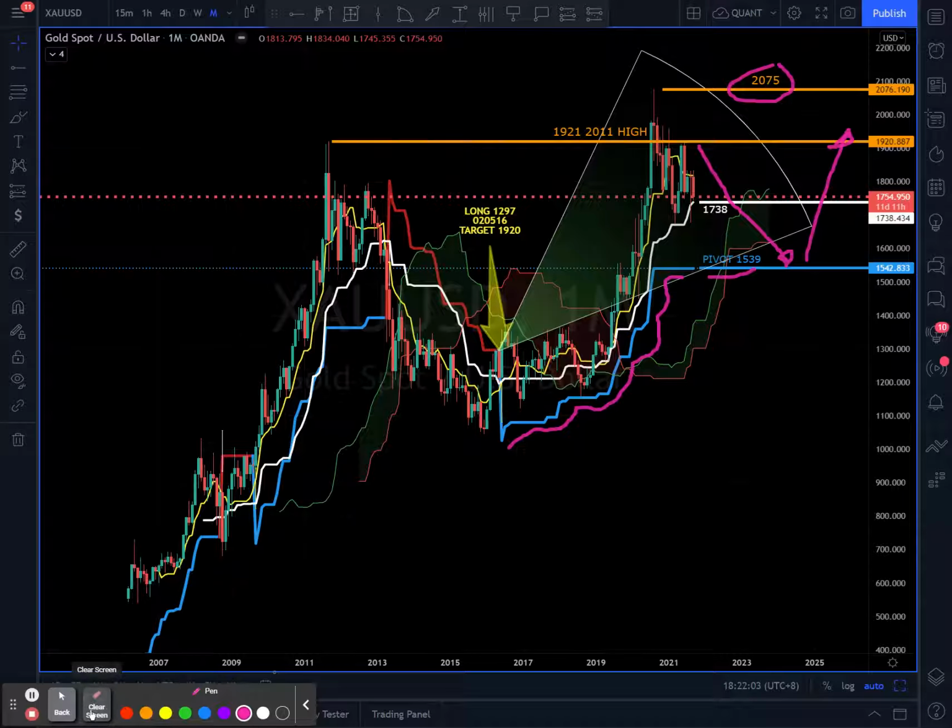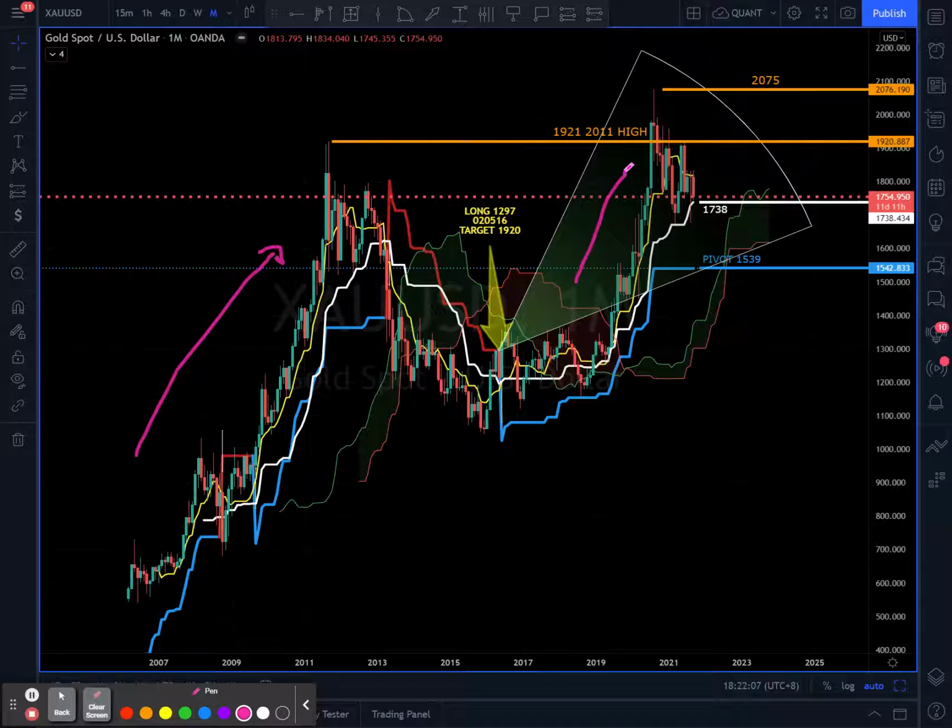All right. So, guys, essentially, gold still bullish, uptrend above the Ichimoku cloud line. So, it looks good on the longer term basis. And we were just looking for this pullback to that 1738 or the 1539 level to retest the highs at 2075.